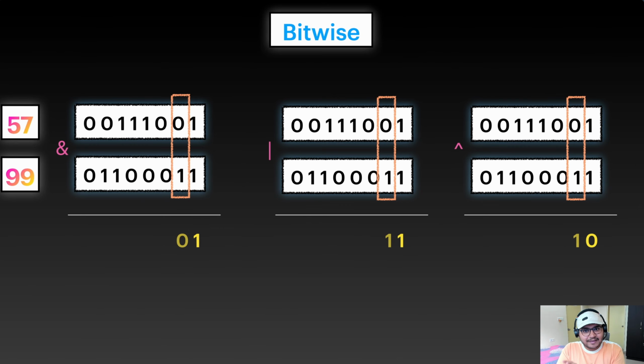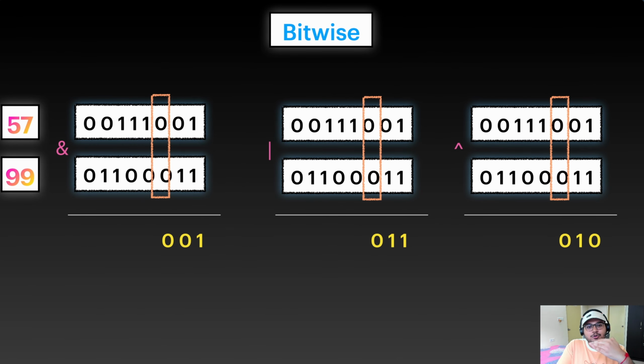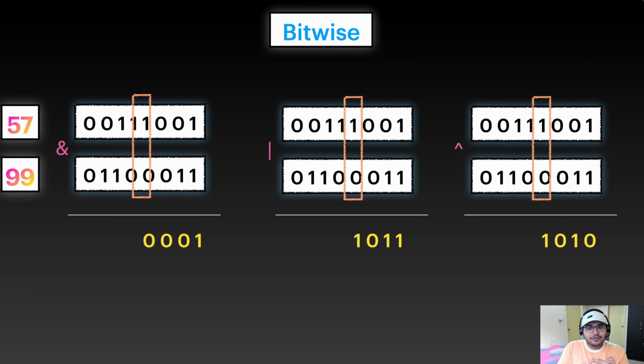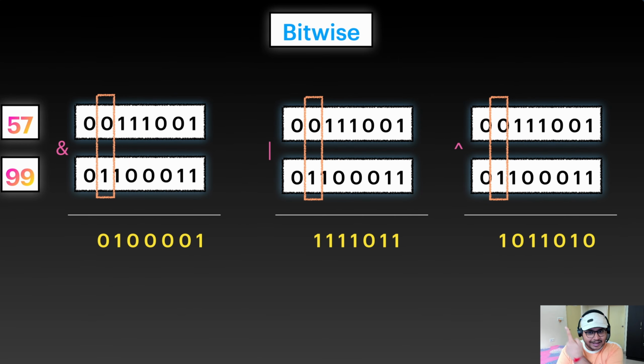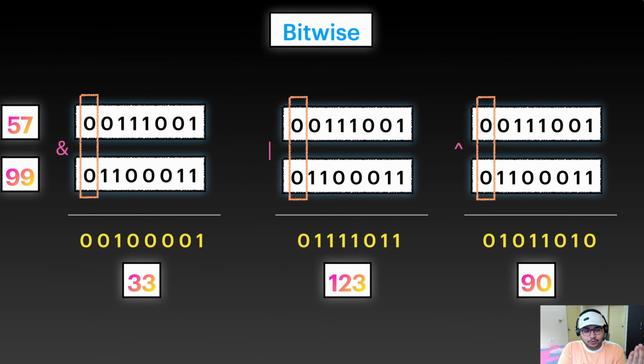The integers 57 and 99 are first converted into their corresponding binary format, after which the computer performs the operation on each individual bit of the binary number, as you can see over here, starting from the rightmost bit and moving to the left. The rules for AND, OR, exclusive OR, and negation remain similar to those of the logical operators. Here 0 stands for false and 1 stands for true. Finally, the resulting binary number is again converted back into an integer and then returned as the result.